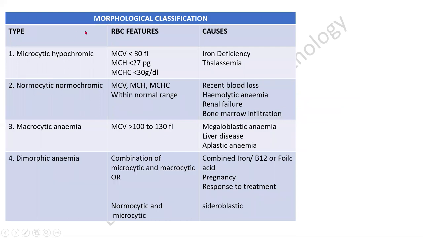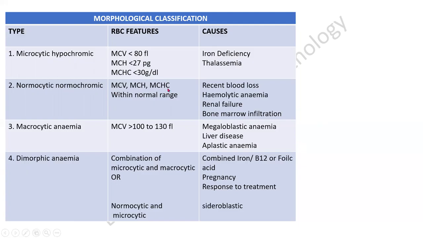There is another method of classifying, namely morphological classification. Under this, based on the size of the RBC, we have microcytic hypochromic anemia, normocytic normochromic anemia, macrocytic anemia, and dimorphic anemia. So this is called a morphological classification. In microcytic hypochromic, the main parameter is the MCV, mean corpuscular volume, less than 80 femtoliters. The causes are iron deficiency or thalassemia.